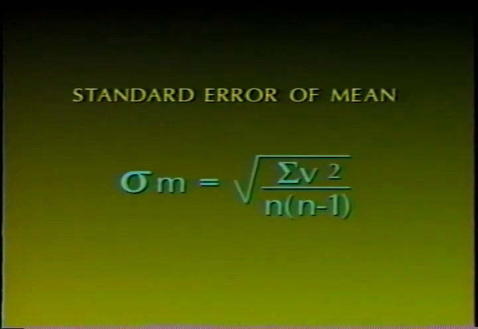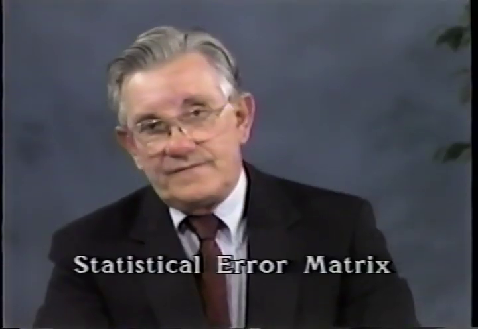The equation for standard error of the mean is shown on this graphic. The standard error of the mean can be modified to reflect the 90% error and the 95% errors, also by applying the same modifiers shown in the last graphic.